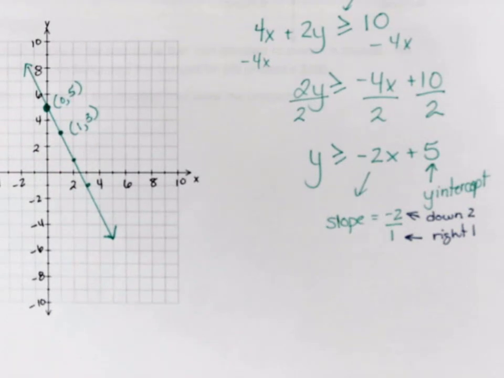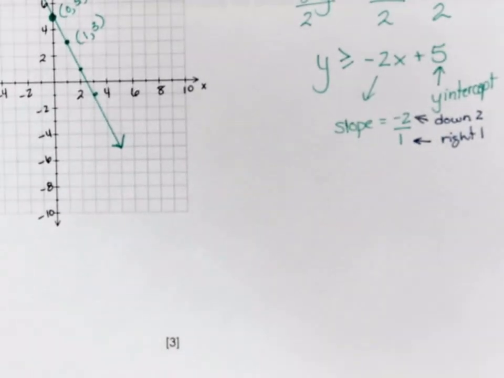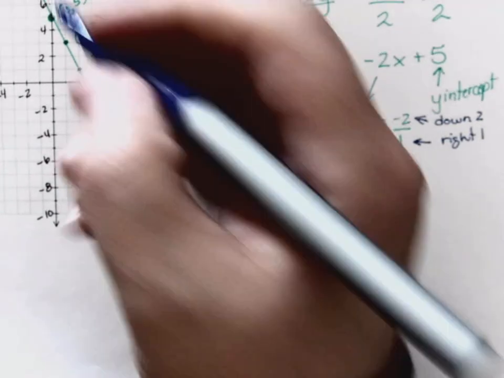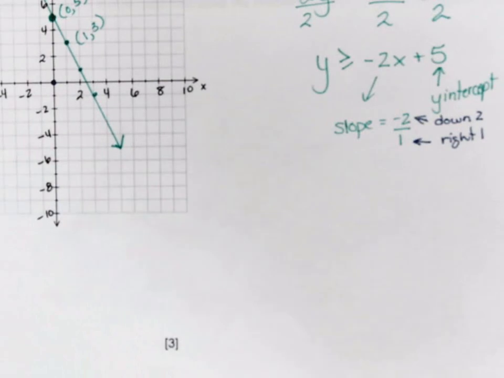So what I've done is the boundary. Now what I have to do is I have to pick a test point and see if it's true or if it's false. You shade where it's true. So I'm going to pick a nice test point. I'm going to change colors, pick blue here. I'm going to pick 0, 0. That's a nice test point.